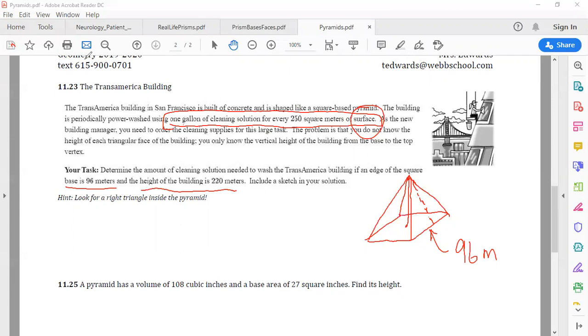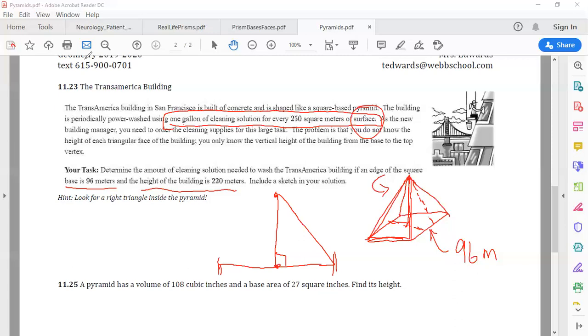Well, I want you to twist this pyramid around a little bit and look straight through this side over here. If you look straight through this side in your head, you're going to have the apex. We've got this 220 meters that goes down to the floor in the middle of someone's cubicle. And we've got the full base of the pyramid that goes across the bottom like this. So if I wanted to make a right triangle here, I know the full base is 96.